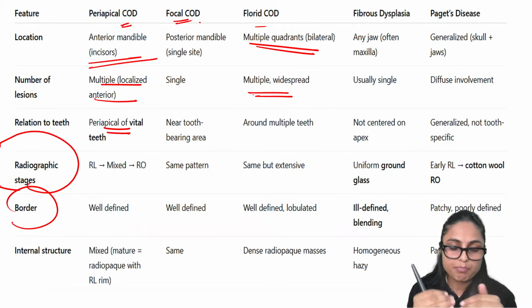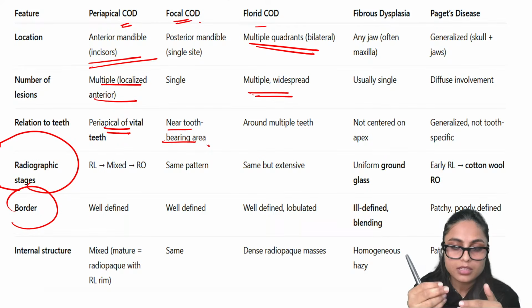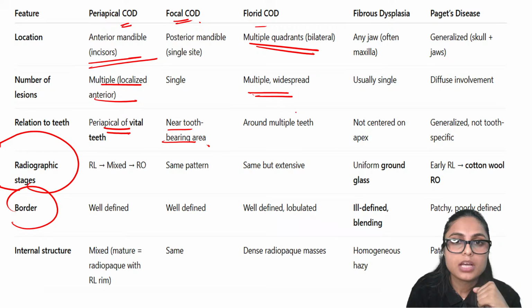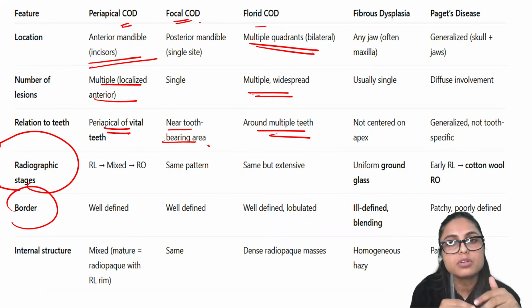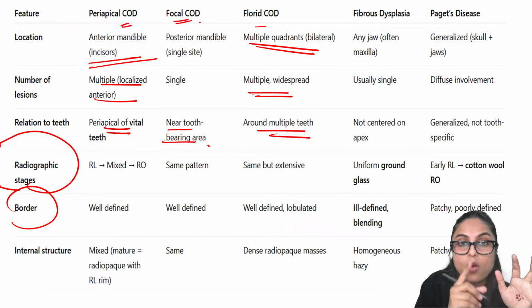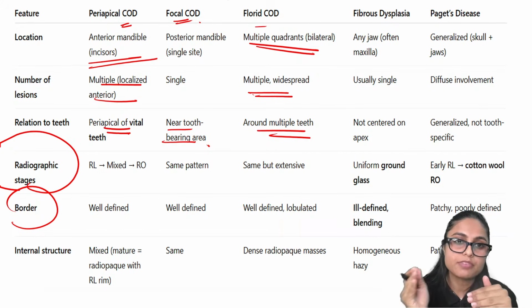PCOD is seen periapical to vital teeth. Focal is seen near tooth bearing, that is just apical to the molar or premolar region. Florid, you see it around multiple teeth. All these three entities follow the same pattern according to radiographic stage.